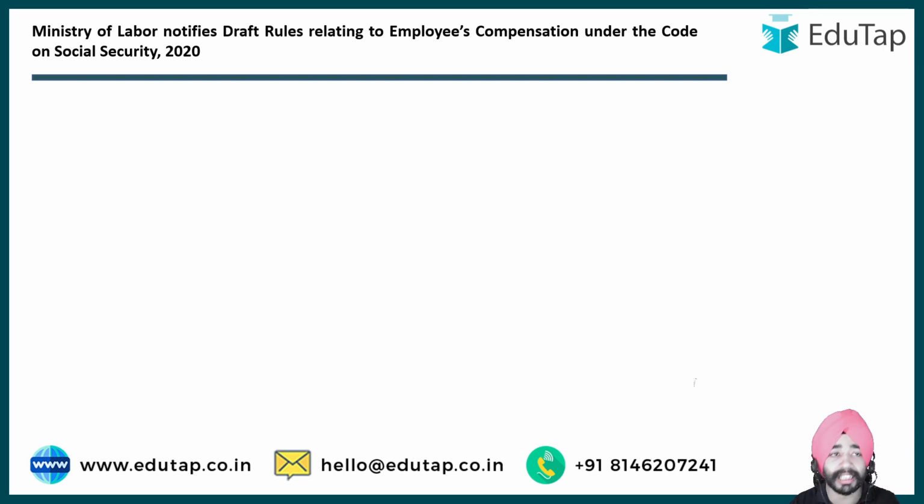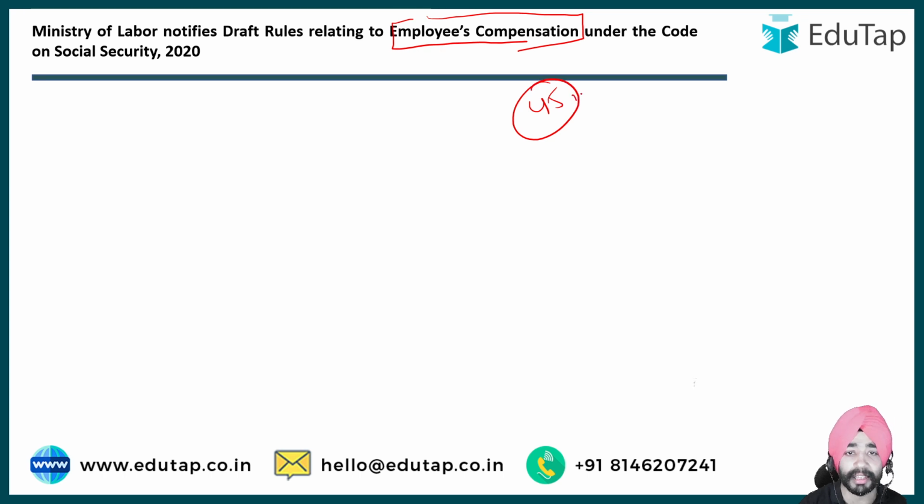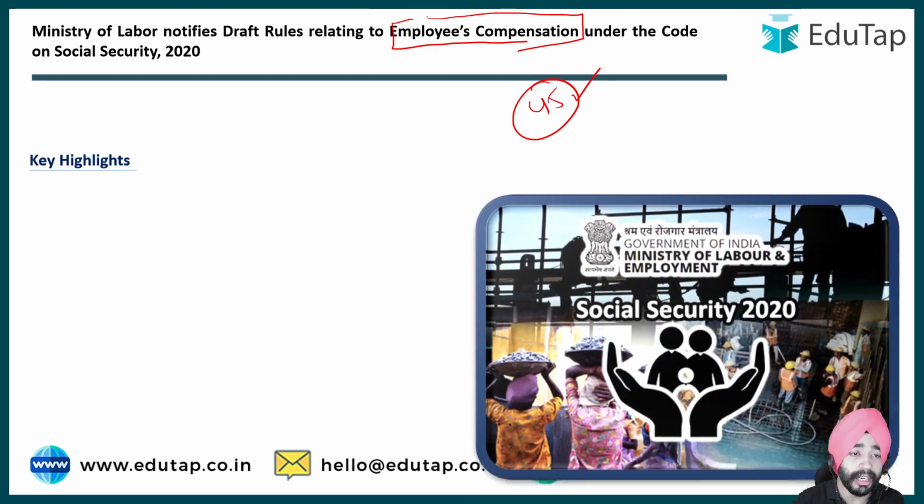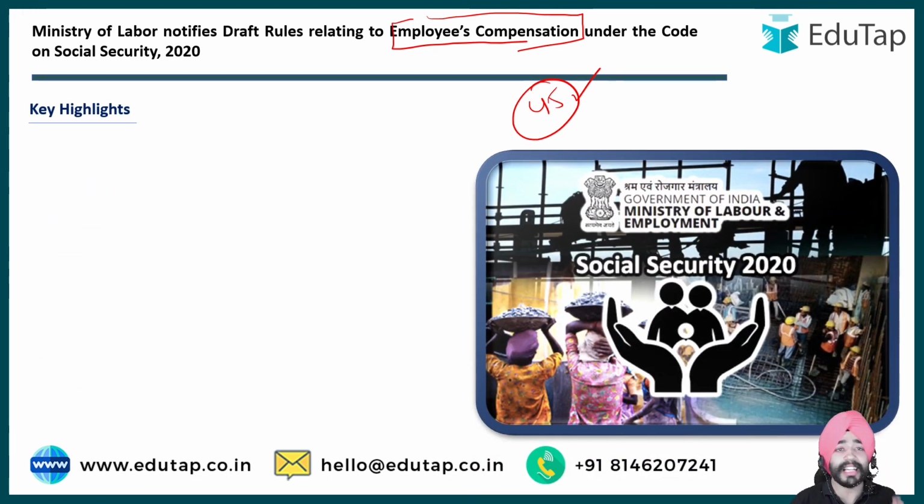Now, the first important topic is on the Social Security Code of 2020. What was in news is that the ministry has now notified the draft rules related to employees' compensation that has to be paid under the Social Security Code 2020. The ministry has given the detailed draft, but the important thing for us is the key highlights relevant for our examination, because the draft itself is not important. The draft has been proposed and the ministry says that 45 days have been given, so that any suggestion can be sent to the ministry within 45 days. Very important for us is what has been highlighted in this draft.